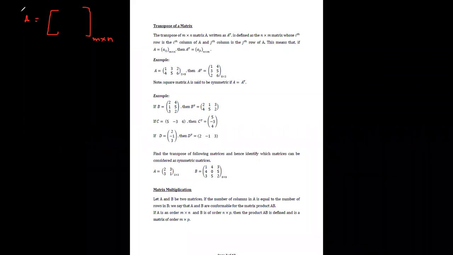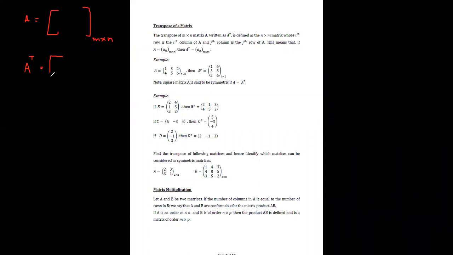Then the transpose of this matrix is generally denoted as A^T. It is not A to the power t. This says the transpose of the matrix A. If you need to obtain the transpose of any given matrix, what you have to do is convert the rows as columns or vice versa. It means you have to write the rows as columns or else columns as rows.